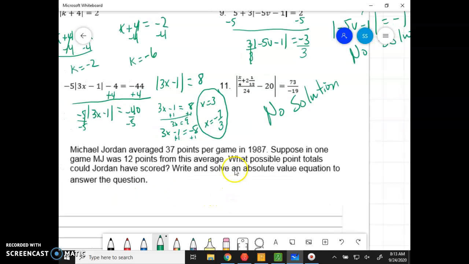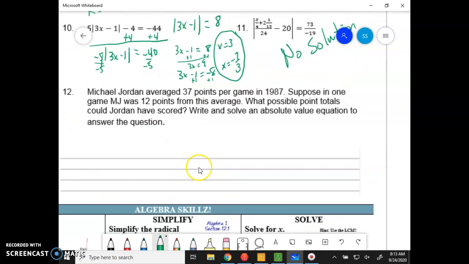All right, last one here. We have a story problem. Michael Jordan averaged 37 points per game in 1987, year I was born. Suppose in one game, MJ was 12 points from his average. What possible point totals could Jordan have scored? Write and solve an absolute value equation to find the answer. Okay, so this is a little tricky on how we have to write this. So 37 is his average, okay, and we were 12 points from the average, so it's going to equal 12.